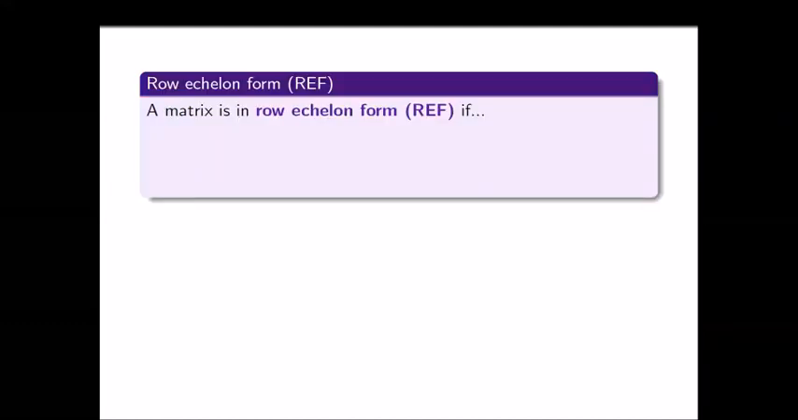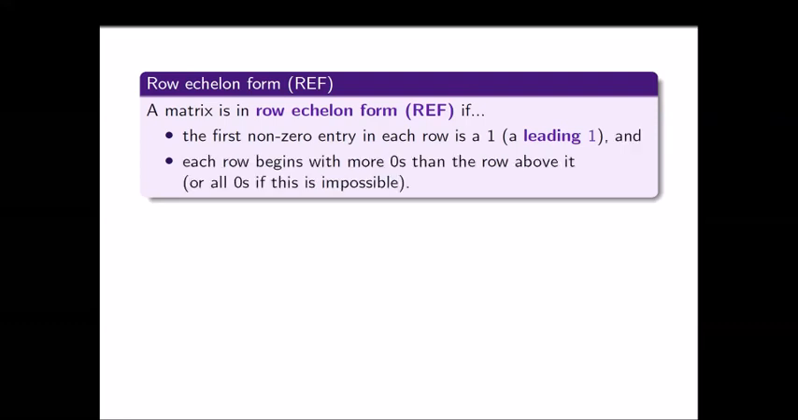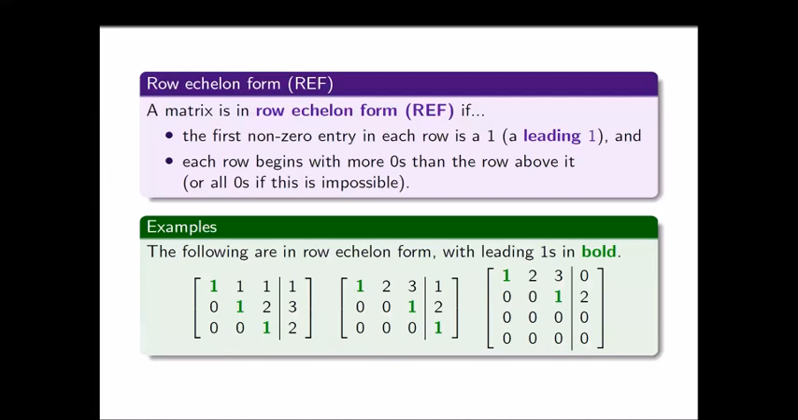Okay, so a matrix is said to be in row echelon form, which we abbreviate as REF, if the first non-zero entry in each row is a 1, and we call it a leading one. And each row begins with more zeros than the row above it, or all zeros if this is impossible. So let's look at some examples.